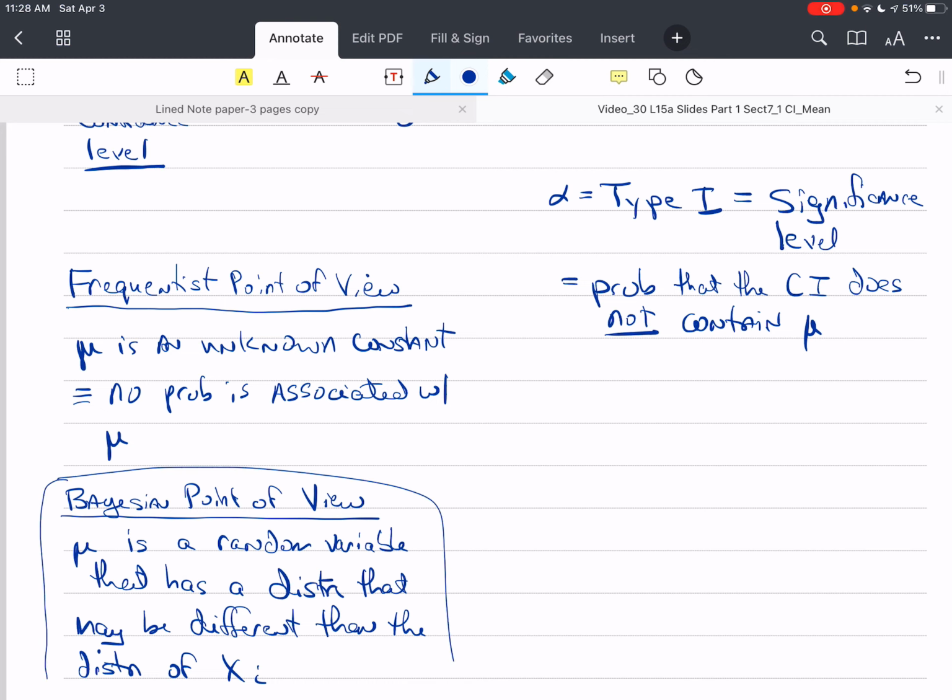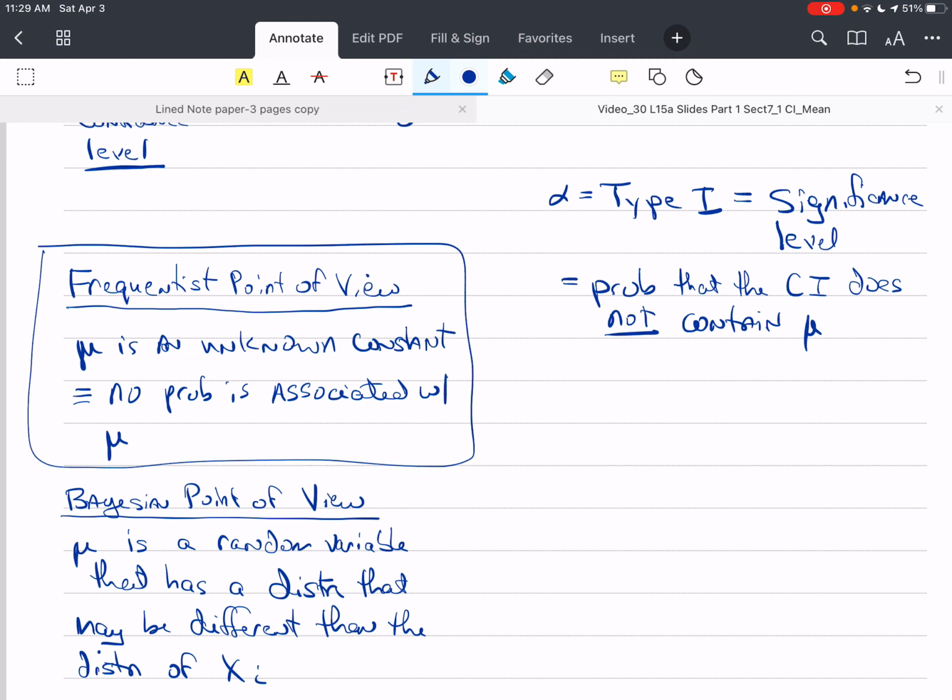I want you to know about this point of view because there's still some Bayesian statisticians out there, and I am neither a frequentist nor a Bayesian. I see the value of both of them depending on the situation, how you're viewing the problem, and which point of view seems the most reasonable in that situation. We are not going to use the Bayesian point of view. We are going to use the frequentist point of view in this book.